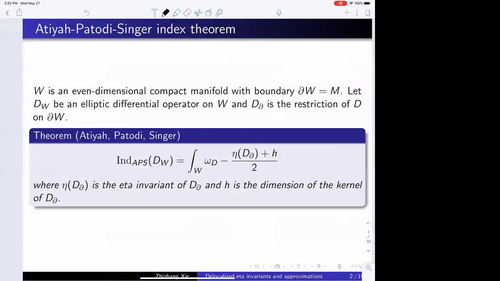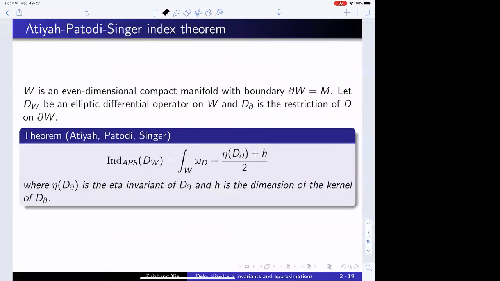Okay, so let's start. I will tell you what the delocalized eta invariant is, but before that, let's remind ourselves of the classical eta invariant of Atiyah-Patodi-Singer. It arises in the following context. Suppose we have an even-dimensional compact manifold with a boundary. The eta invariant arises in the study of index theory for manifolds with a boundary. Let's denote the boundary by M.